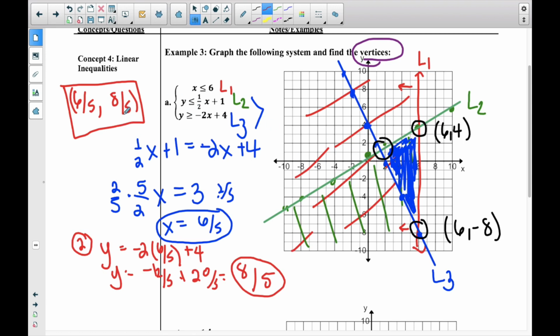You would want to check it. I just did it in this one, so we have to do it in that one. 1/2 of 6/5 is 3/5. 3/5 plus 5/5 is 8/5. This one does work. So all three of those work. I have my 3 vertices. There is one more example on the page, but I think again we will do that as a warm-up tomorrow.